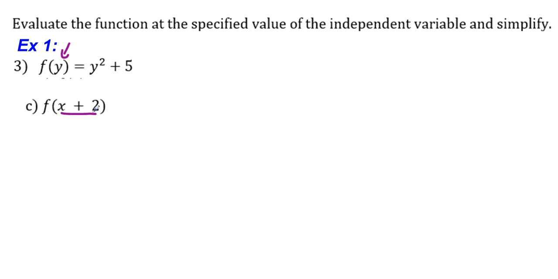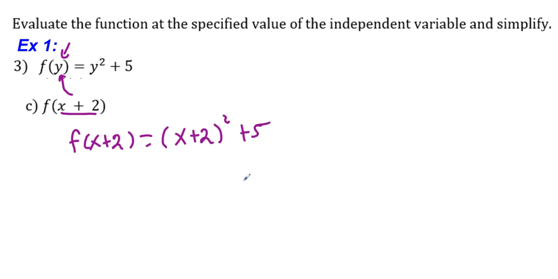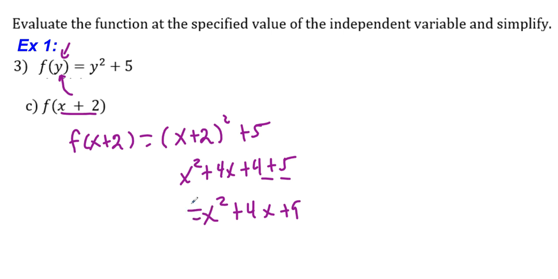This is going to be my input, f of x plus 2. So that's going to go in right here. When I evaluate f of x plus 2, it's going to go wherever there is a y. So we're going to do x plus 2 squared plus 5. Now, very often we're going to want to simplify this. That's going to be x squared plus 4x plus 4. That's just a binomial expansion. So we're going to have x squared plus 4x plus 4 plus 5. Combine my like terms, I got x squared plus 4x plus 9. All right, so that's what f of x plus 2 will come out to be.